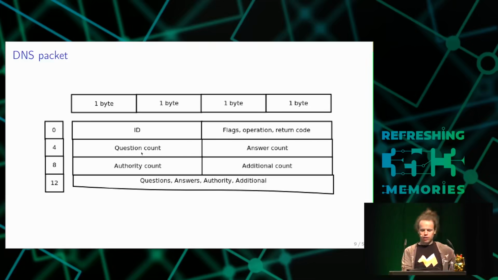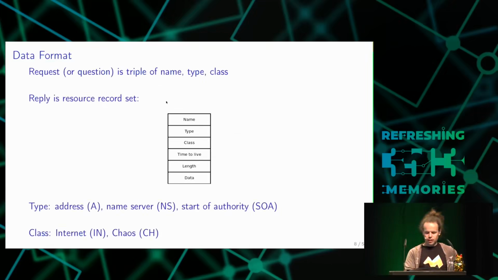So an arbitrary number of questions, a number of questions as specified in the question count, then answers, then authority, and then additionals. Each of the questions, as mentioned earlier, is this triple, and all the other fields are this whole structure.